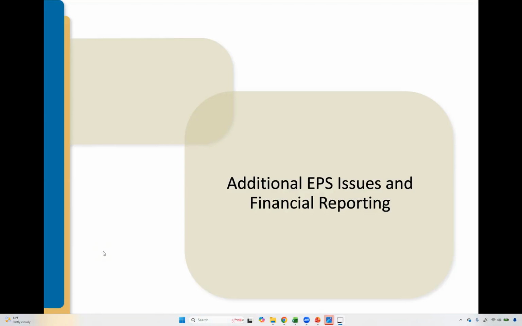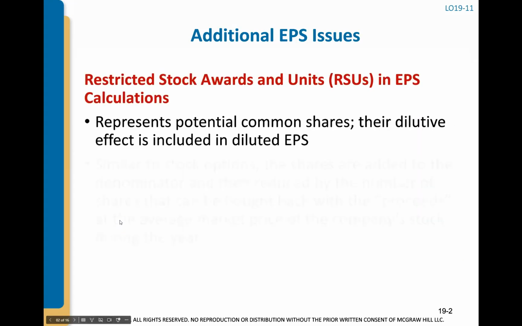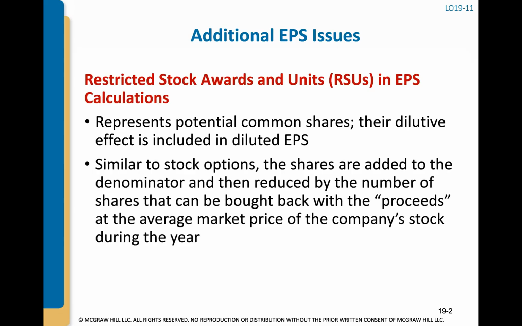Hello, in this video, we'll be going through some additional earnings per share issues and how they get reported for financial reporting purposes. One type of additional issue when it comes to earnings per share is how to deal with the restricted stock awards and units in the diluted earnings per share calculation.